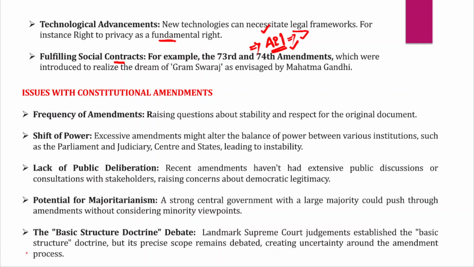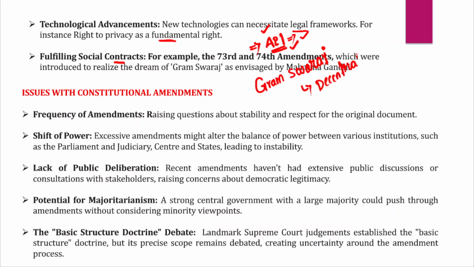And in fact, the Gandhian vision of having Gram Swaraj. Gandhi very often talked about Gram Swaraj, not just Gram Swaraj, but also self-sufficient villages. How can Gram Swaraj be achieved? It could be achieved through the participation of people at the grassroots level governance and the decentralization of democracy.